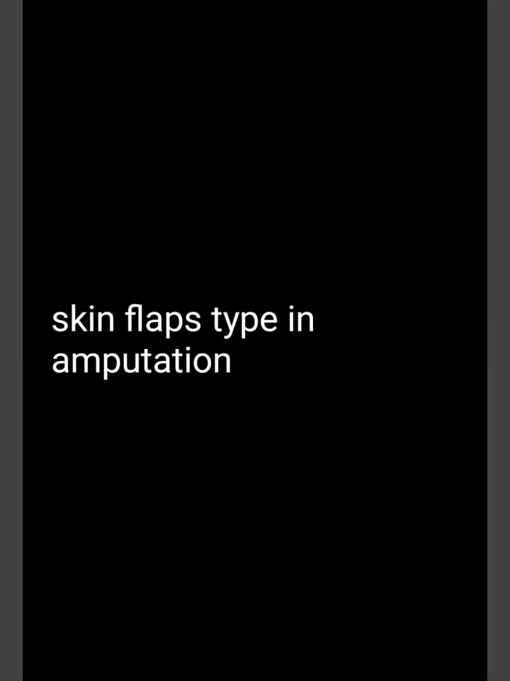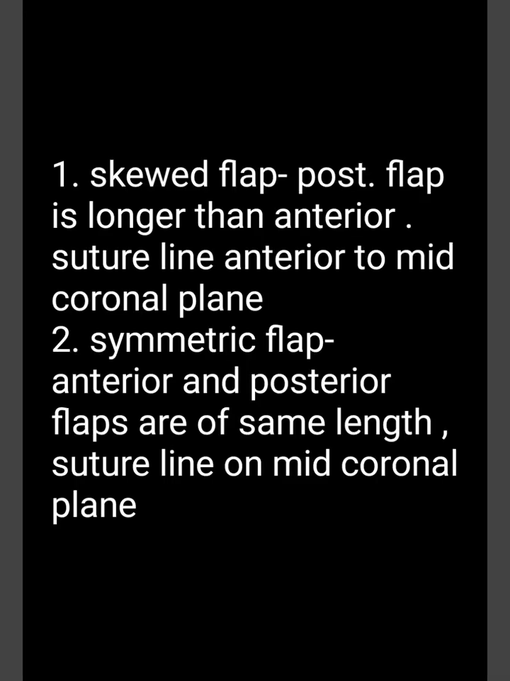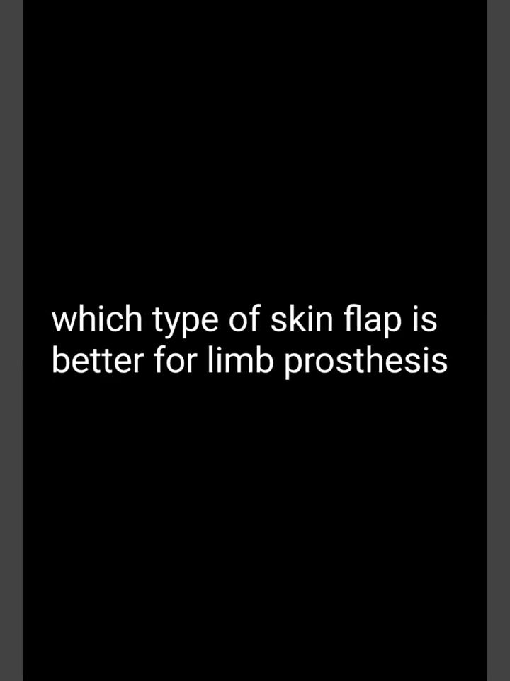Skin flap types in amputation. 1. Skewed flap: posterior flap is longer than anterior, suture line anterior to mid-coronal plane. 2. Symmetric flap: anterior and posterior flaps are of the same length, suture line on mid-coronal plane. Which type of skin flap is better for limb prosthesis? Skewed flap.